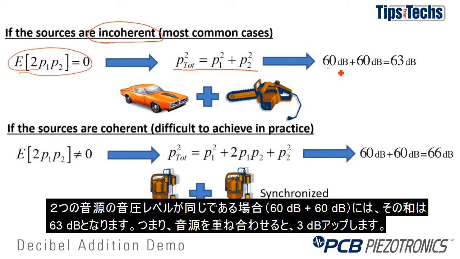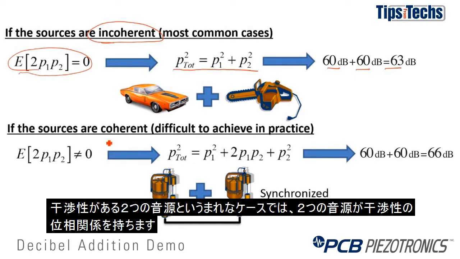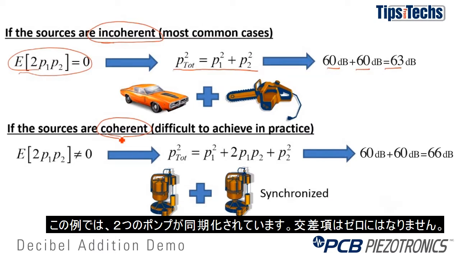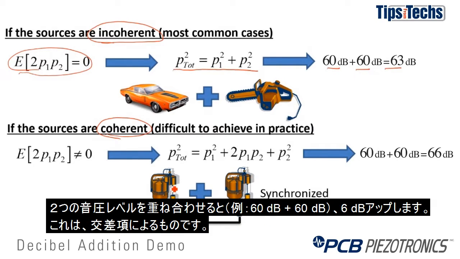And if we have two sources of the same level, say 60 dB plus 60 dB, the result will be 63 dB. So we get a 3 dB increase per doubling of sources. In the rare case when you have a coherent system, we have two sources that do have a consistent phase relationship. In this case, we have two pumps that are synchronized or timed together. Here the cross term will not equal 0. And when we add two levels together, say 60 dB and 60 dB, we'll get a 6 dB increase per doubling of sources. And that's because the cross term is now present.